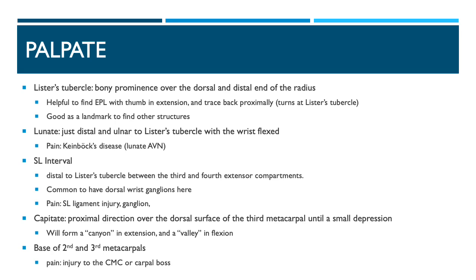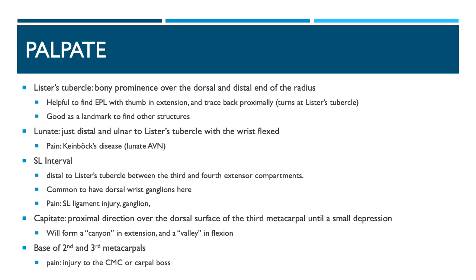So this is a good landmark to find other structures, like the lunate, which is just distal and ulnar to Lister's tubercle with the wrist in flexion. Pain here could indicate Kienbock's disease or lunate AVN. The SL interval is found distal to Lister's tubercle between the third and fourth extensor compartments. It's common to have dorsal wrist ganglions here, so that's why it's important to note. Pain here can indicate that there's an SL ligament injury or a ganglion.